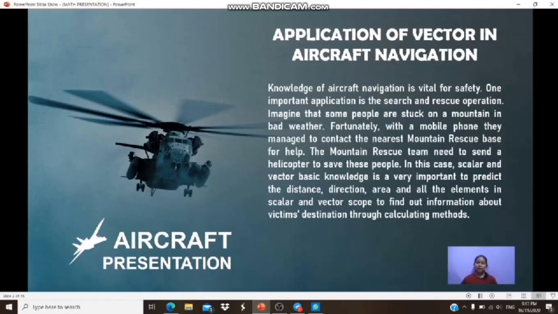In this case, basic knowledge of scalar and vector is very important to predict the distance, direction, area, and all the elements in the scalar and vector scope, in order to find out information about the victims' destination through calculating methods. Now, I will pass to my group members to continue with our presentation.